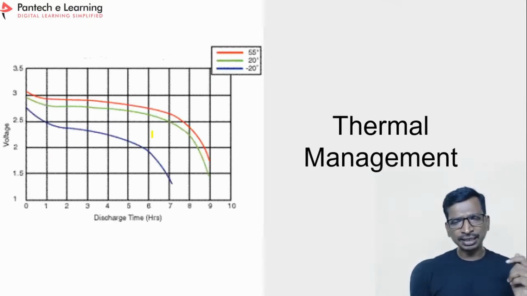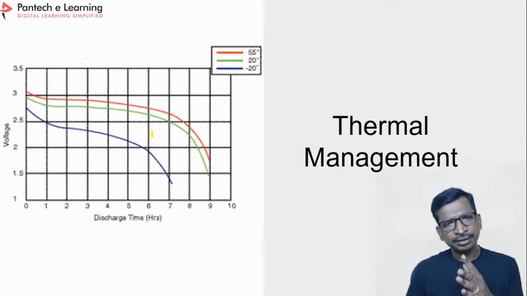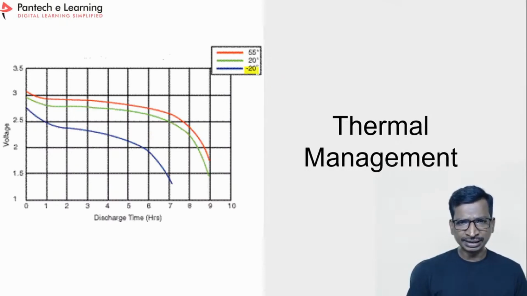So now let us take thermal management. How is the voltage drop or voltage variation happening? Suppose you take minus 20 degrees Celsius. If you are maintaining your battery at minus 20 degrees Celsius, in this case the discharge time gets varied, and at the same time the voltage level. While you discharge your batteries, the open circuit voltage also reduces. Slowly it is going to reduce.